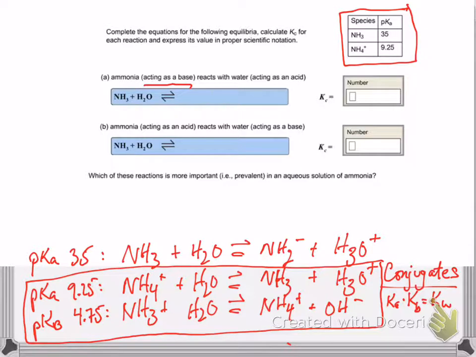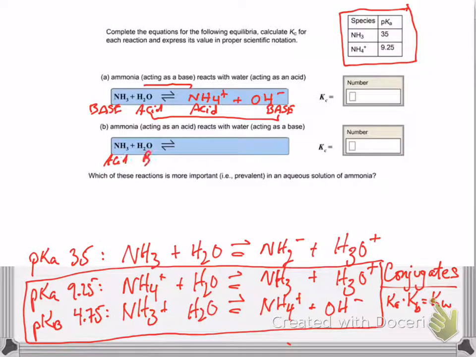So here we have ammonia acting as a base. Water must be acting as an acid. So there must be the conjugate base of water, which is going to be OH minus. And so the acid form of NH3 is going to be NH4 plus. This is the acceptance of a proton, making it NH4 plus.